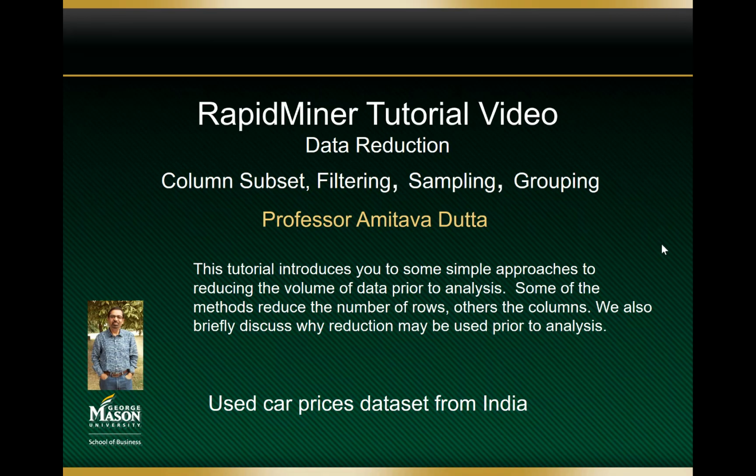In this tutorial, we will look at simple approaches that are available in RapidMiner to do data reduction. Since we are looking at tabular data, data reduction essentially consists of some combination of reducing the number of rows and/or the number of columns in the table. So specifically, we'll be looking at ways to select a subset of columns from the table, how to do filtering and sampling of rows, and how to do grouping.